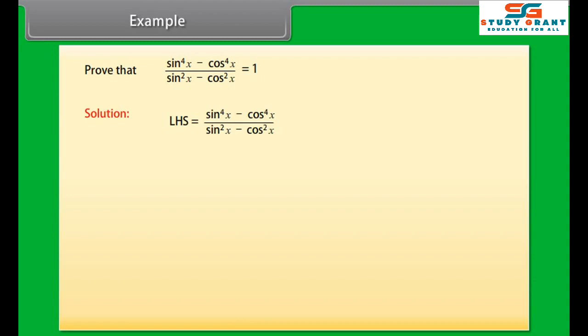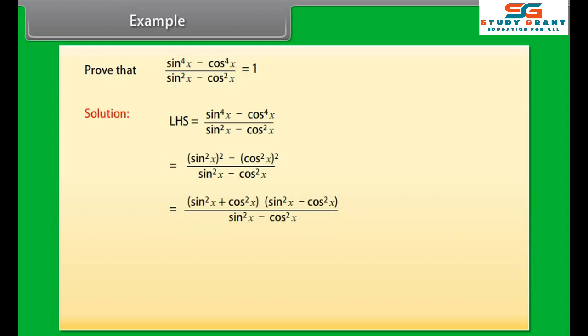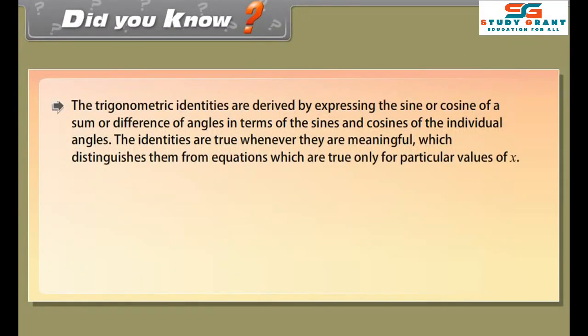Example 1. Let's now solve an example related to trigonometric identities. Prove that tan x sin x plus cos x is equal to sec x. To prove this, we will use the fact that sin square x plus cos square x is equal to 1 for all values of x. On solving the left-hand side, which is tan x sin x plus cos x, we get sec x, which is equal to RHS. Hence, tan x sin x plus cos x is equal to sec x.